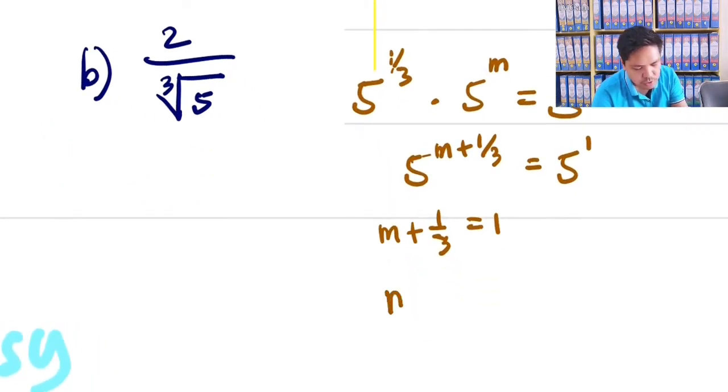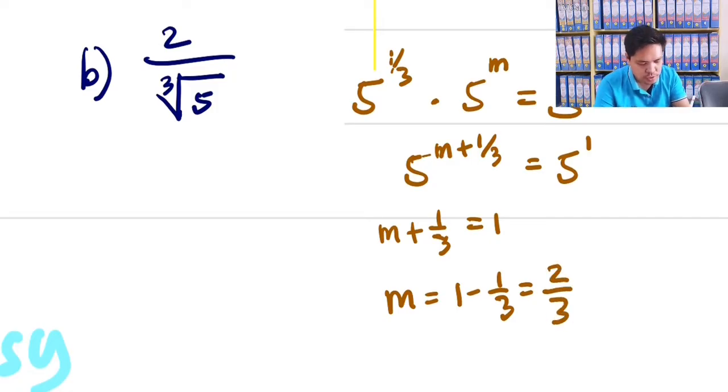So, solving for m, what happened? That would be 1 minus 1/3. So, 1 minus 1/3 is what? That's 2/3. So, m should be 2/3. So, therefore, we need to multiply this by 5 raised to 2/3.